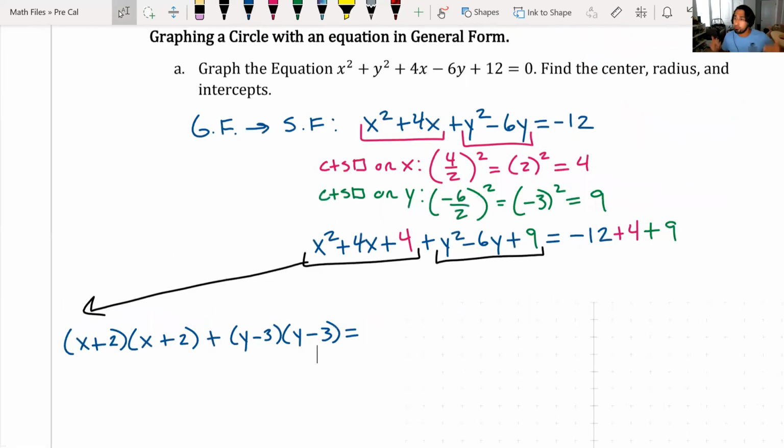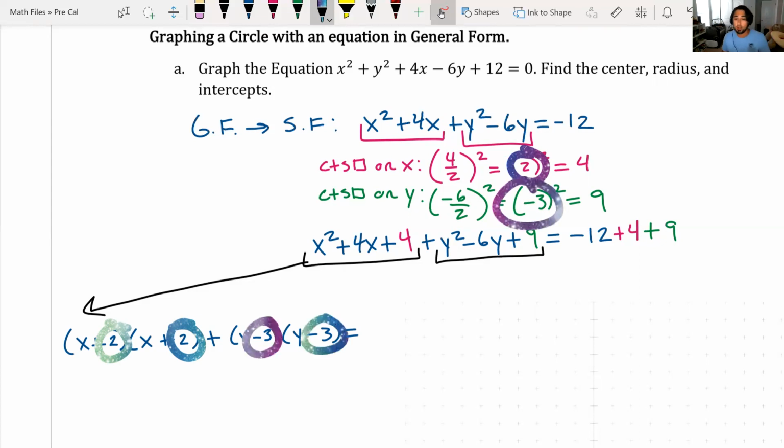If you ever have trouble factoring after completing the square, there's a cool little trick. The number that you square in the completing the square process, so this number 2 that we squared, will always go inside the parentheses when you're factoring. Guess what? That 2 is right here, and right here. And the same thing goes for the next one, negative 3. That negative 3 is here and here. It's a cool trick. Whatever number you square in that process goes in the parentheses when factoring.